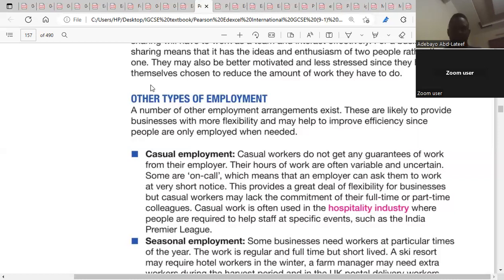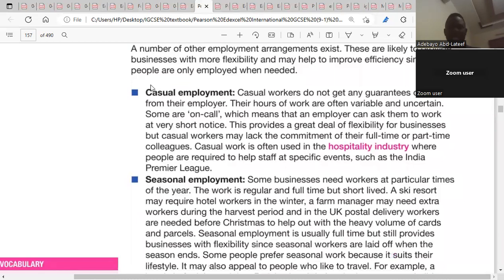Okay. Then we have seasonal employment. Seasonal employment is based on the time when you need to work. That means maybe we need you for a certain season. We need you for a specific period. Do you understand what seasonal employment is here? So that means you'll be needed for a specific period at a particular time during the year. That is seasonal.